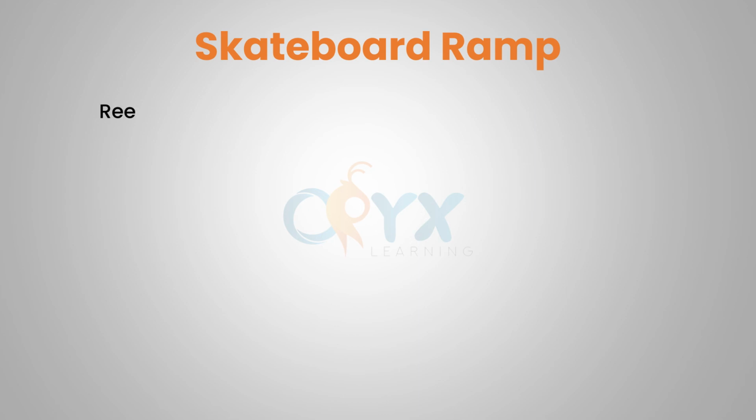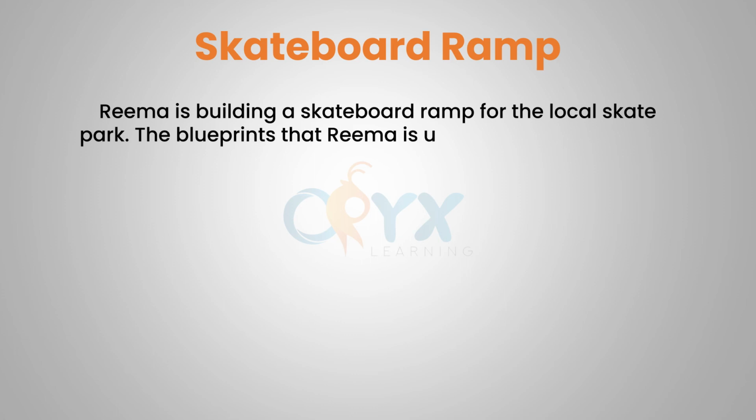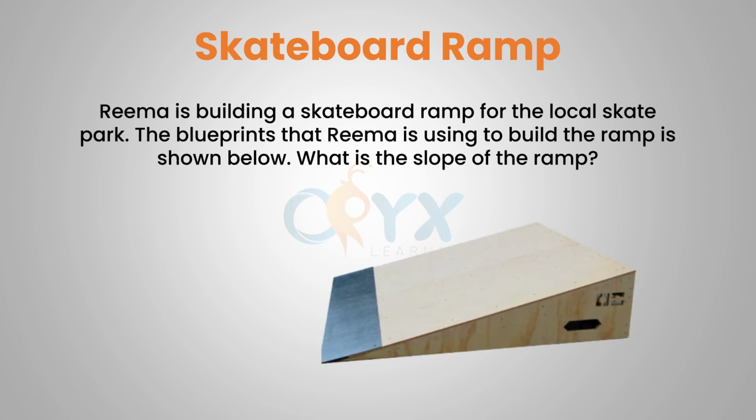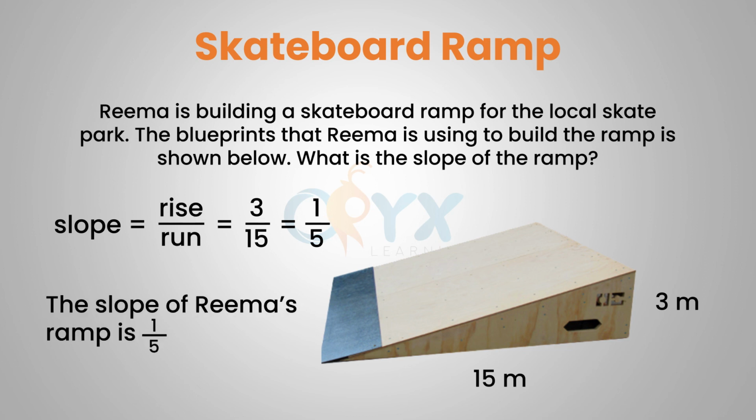Back to Rima. Rima is building a skateboard ramp for the local skate park. The design that Rima is using to build the ramp is shown below. What is the slope of the ramp? So again, we can see that the rise is 3 and the run is 15, and slope equals rise over run, or 3 over 15, which reduces to 1 over 5. The slope of Rima's ramp is 1/5.